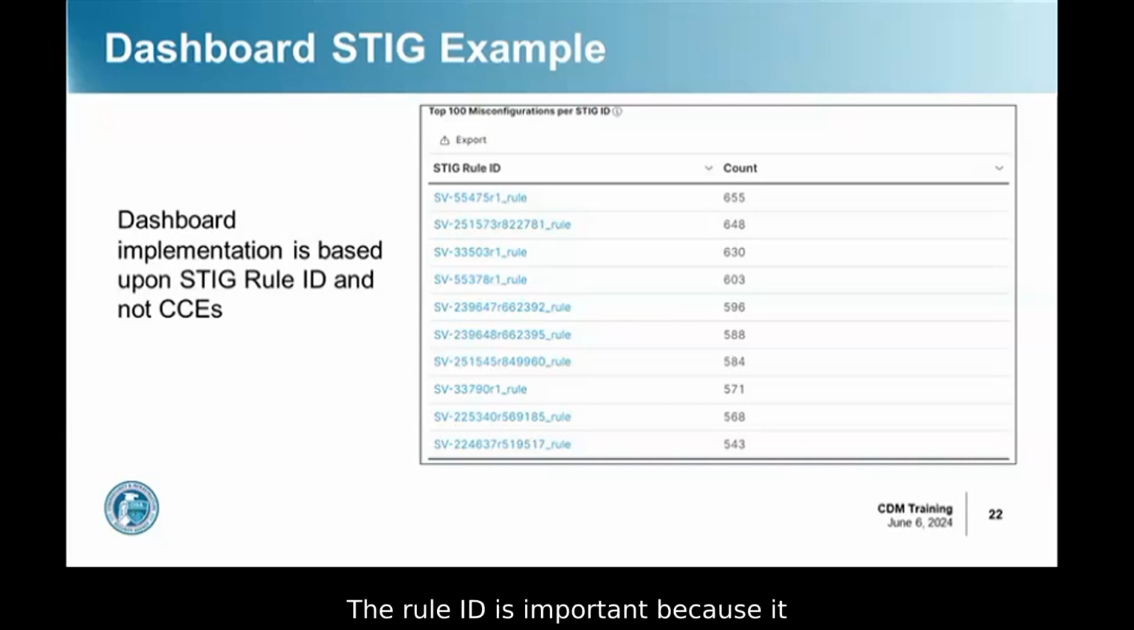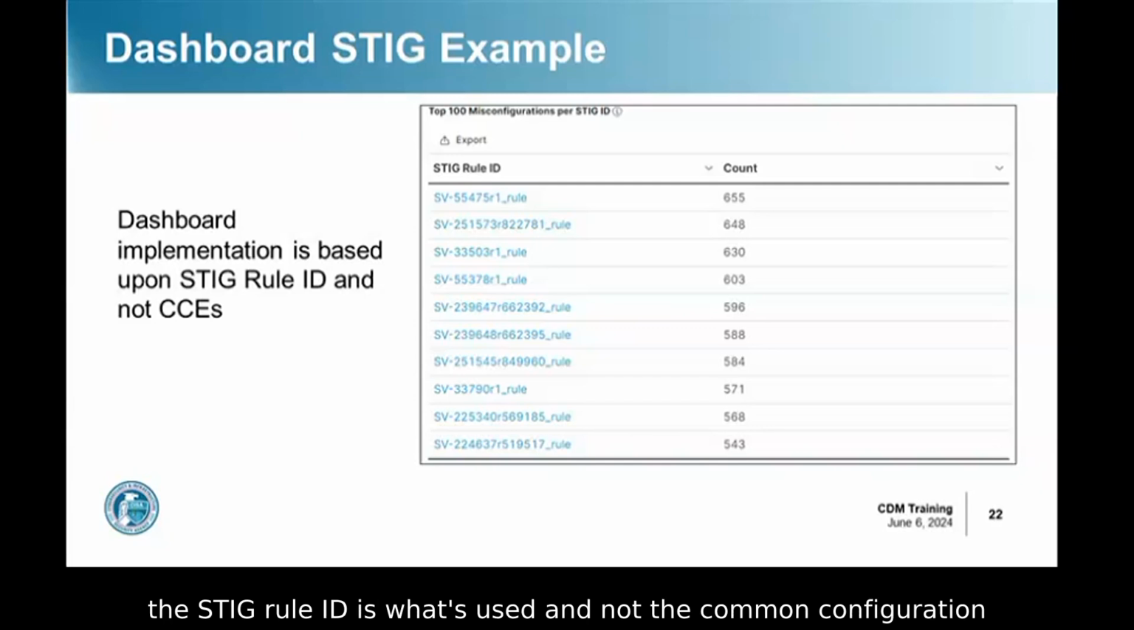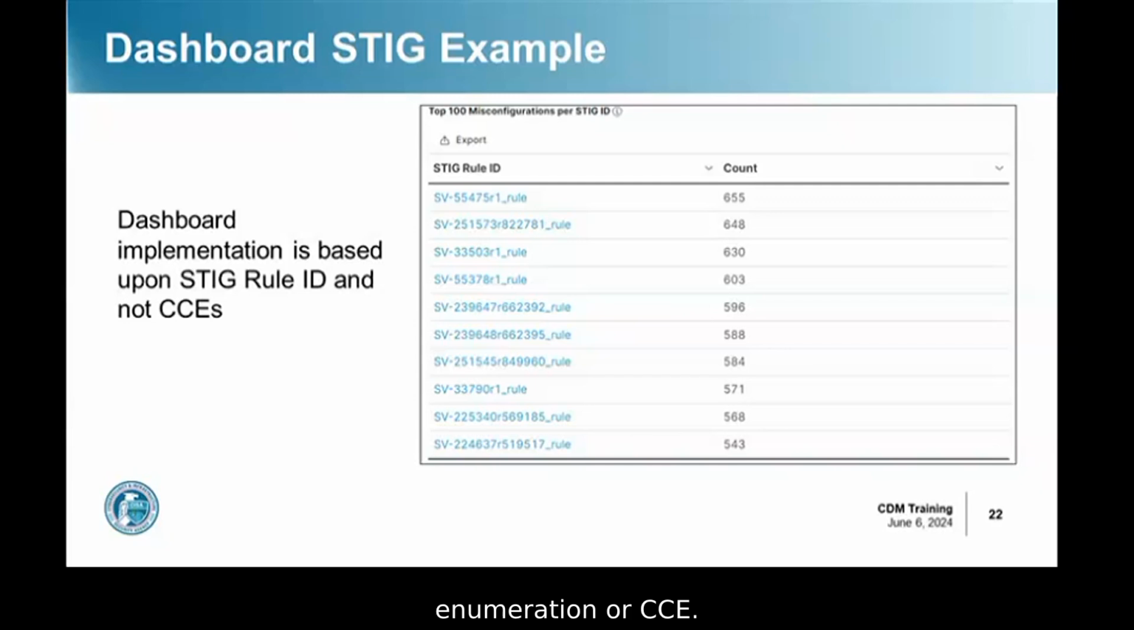The rule ID is important because it offers a reliable, unique identifier that satisfies CDM program requirements, and it continues to be the unique identifier employed for integration needs. And for dashboard implementation purposes, the STIG rule ID is what's used and not the common configuration enumeration, or CCE.